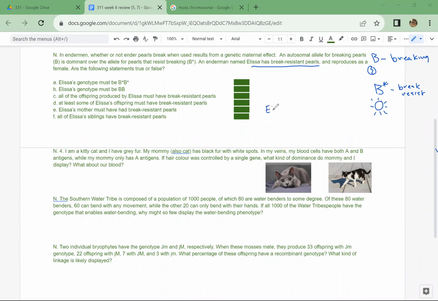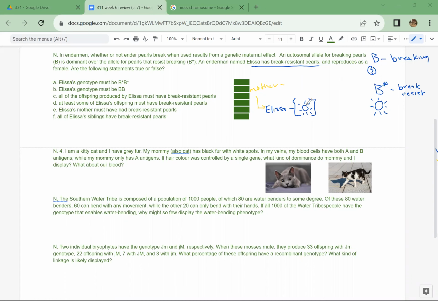So Elisa has these break-resistant pearls. This is Elisa's phenotype. This had to have been given to Elisa from her mother's genotype. Okay, so now that we have that broken down, Elisa's phenotype came from her mother's genotype.